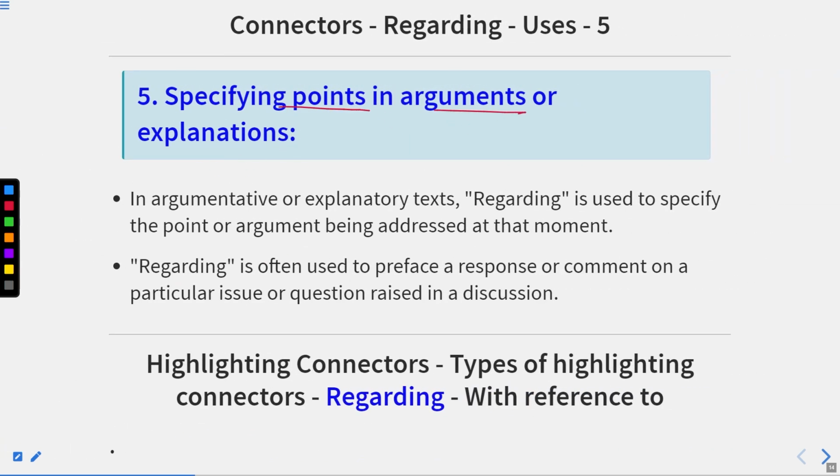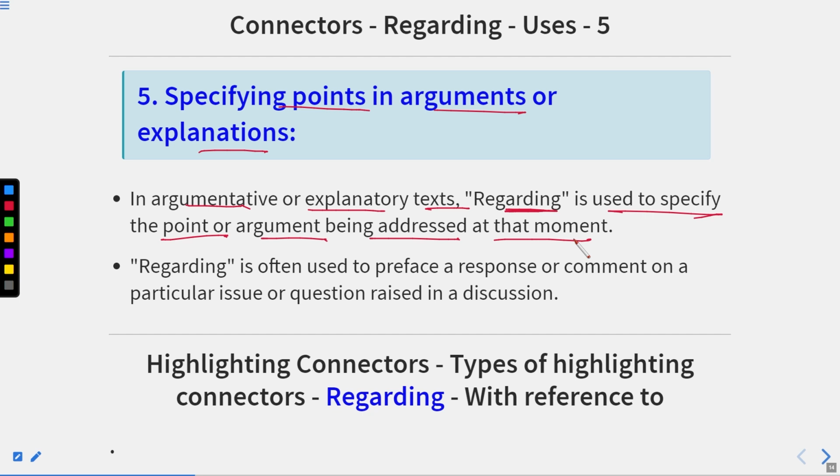Specifying points in arguments or explanations. In argumentative or explanatory texts, regarding is used to specify the point or argument being addressed at that moment. For example, if you are in an argument with someone and you use the word regarding, it makes your argumentative statement more explanatory.